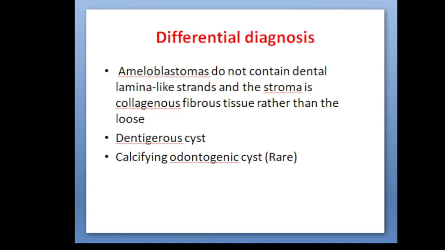The differential diagnosis of ameloblastic fibroma is number one, ameloblastoma, but ameloblastoma does not contain dental lamina like strands, and stroma is collagenous fibrous tissue rather than loose fibrous tissue or dental papilla like tissue. Second important differential diagnosis is dentigerous cyst, and calcifying odontogenic cyst is also considered, but it is very, very rare.